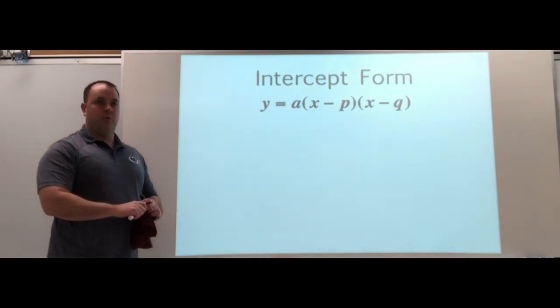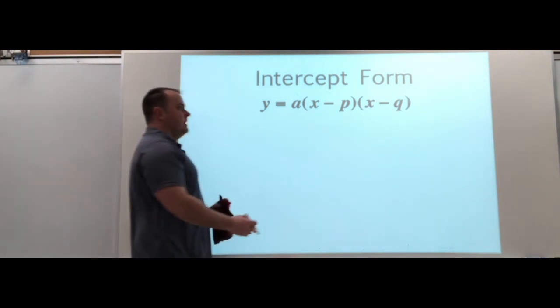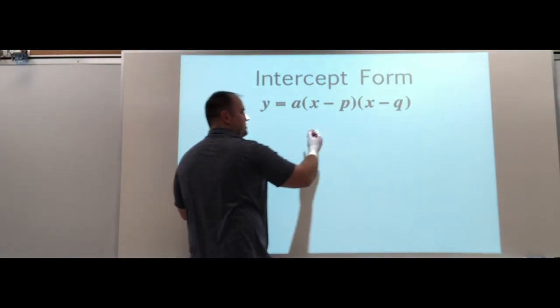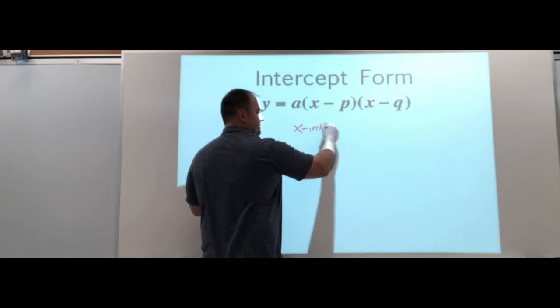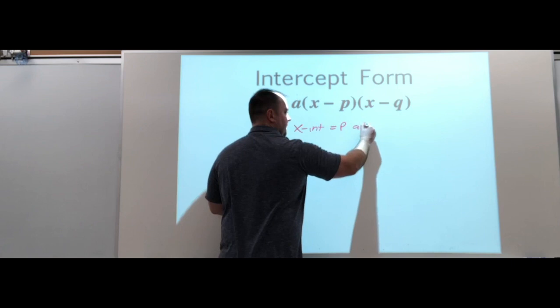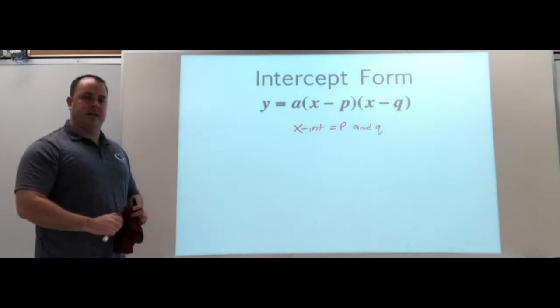Now for intercept form, we're not going to start with the vertex. The p and the q are going to be our x-intercepts. Okay, so that's going to be our 2 starting points. That's where it crosses the x-axis.